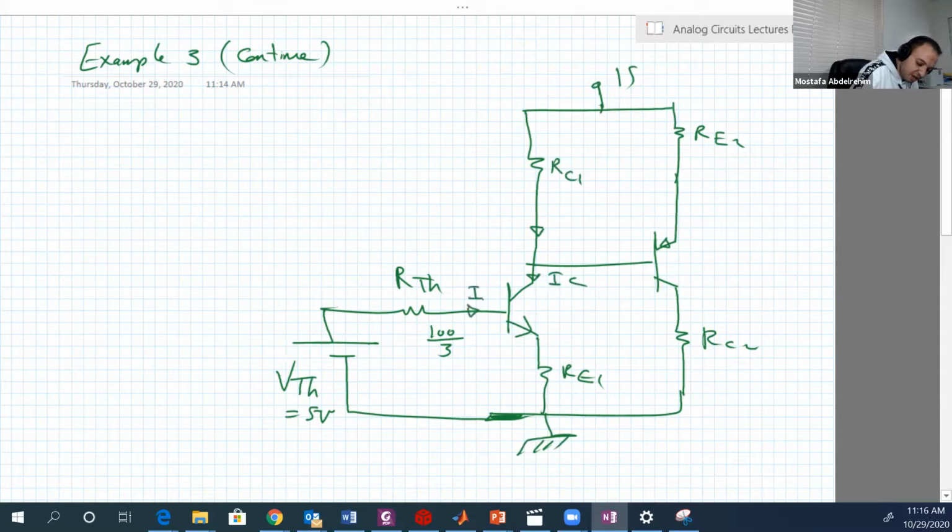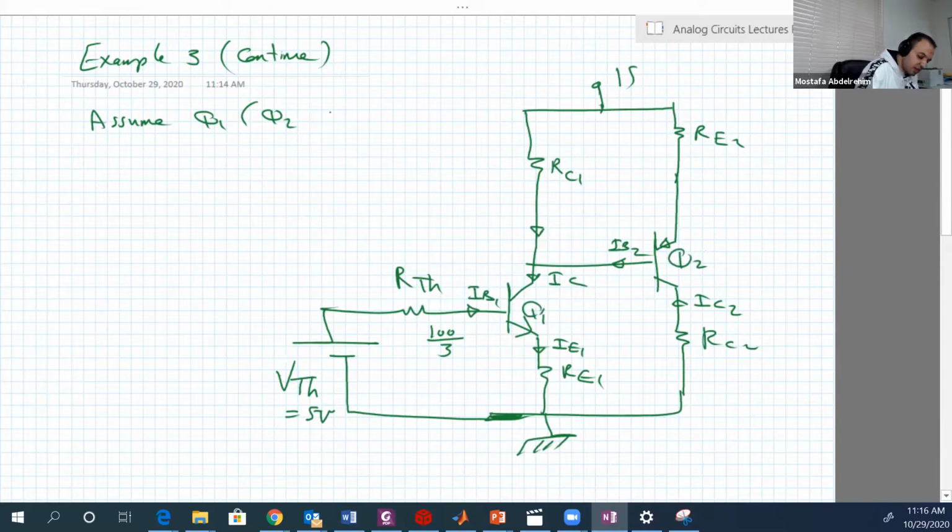Here is IB1. Here is IE1. Here is IB2. Here is IC2. Okay, so assume Q1 and Q2. This is Q1. This is Q2, active.